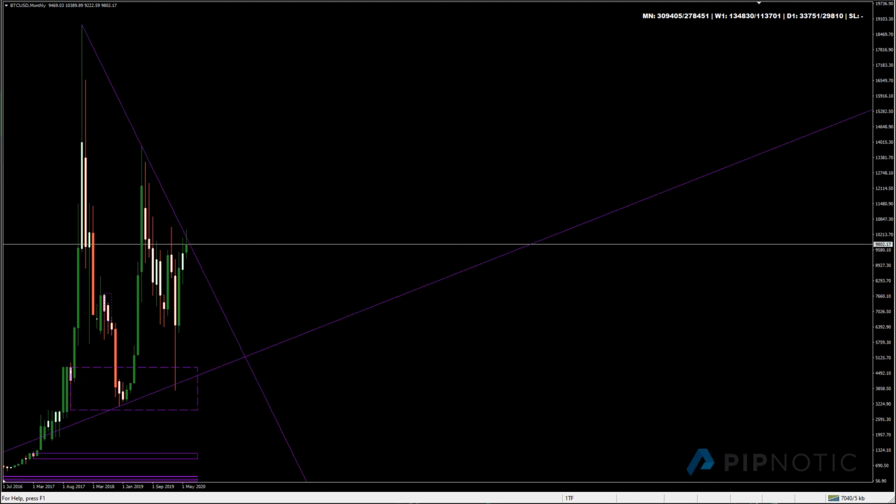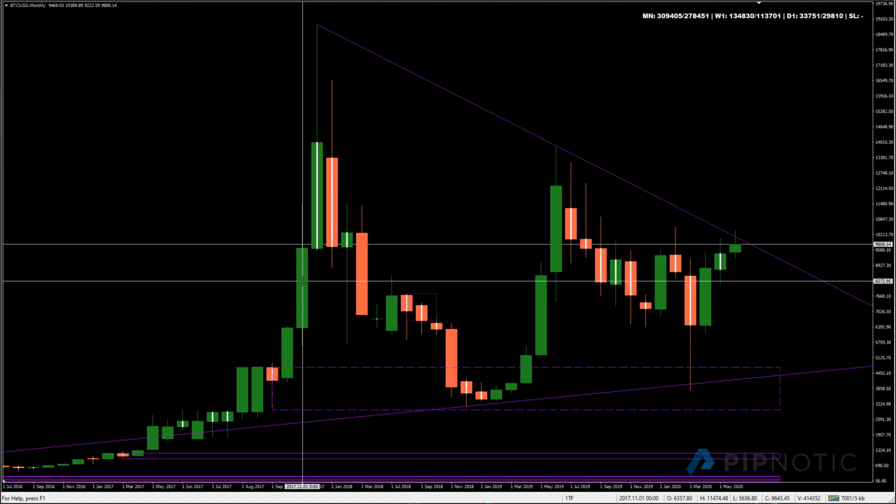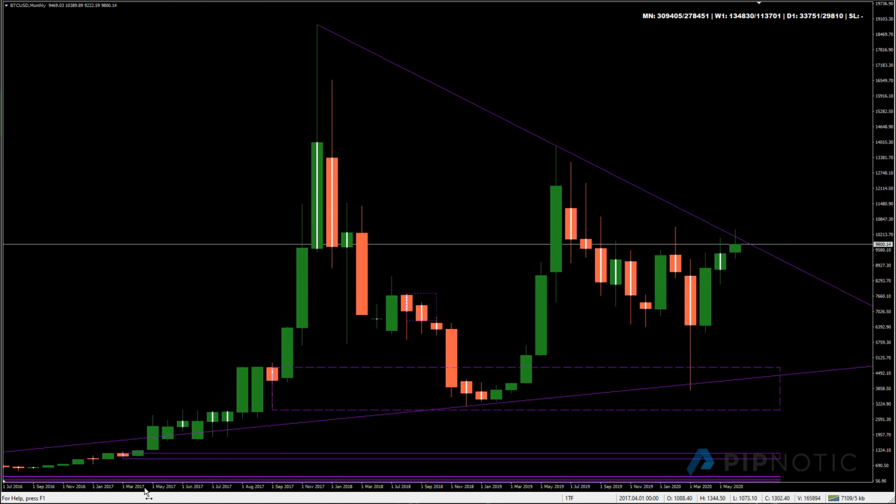And this area just here, this purple box, was drawn on the chart when this candle closed. So November 2017, the Pipnotic buy and sell zone software is saying, if price comes back down to this level, buy it. What happened? Price went down there. We sat in there for one, two, three, four, five months, and then we started to break higher.